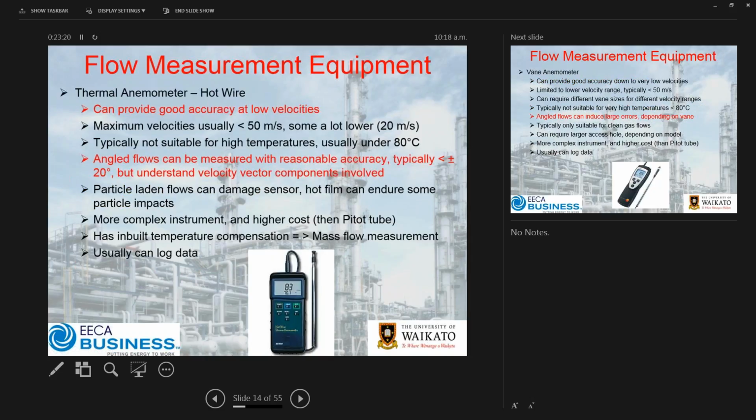Now, a thermal anemometer or a hot wire can be very good at low velocities. It tends to max out sort of 50 meters a second or more, depending on the supplier. You might be able to get a specialty unit. Generally, they'll be a lot more expensive. And once again, generally they'll have a temperature limit. You can get high temperature thermal mass flow meters, which is another form of this type of equipment. However, obviously they need to be custom for specific applications as well.